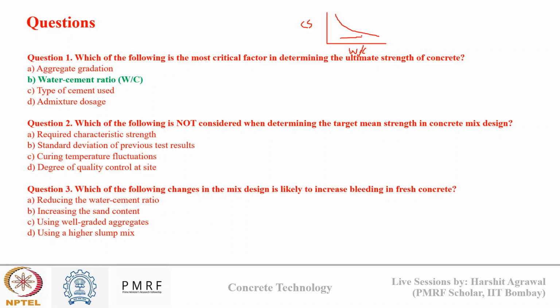So as I increase the water to cement ratio, my compressive strength will decrease, because the porosity in concrete will increase as I increase the water to cement ratio. And with the increase in porosity, the strength of concrete will decrease. Okay, try to answer the second and the third question now.